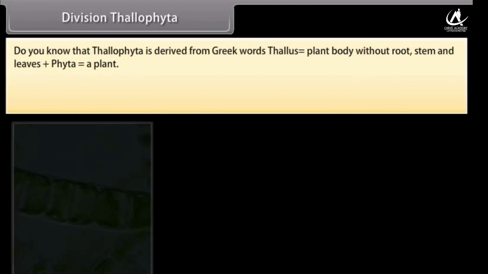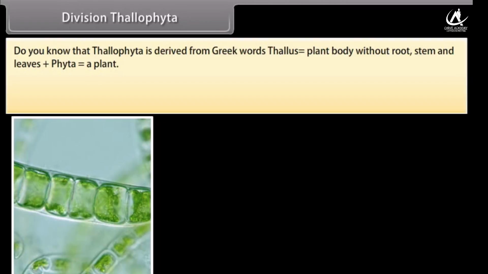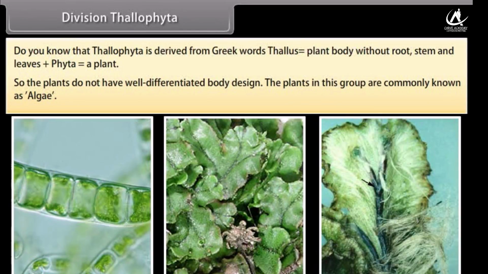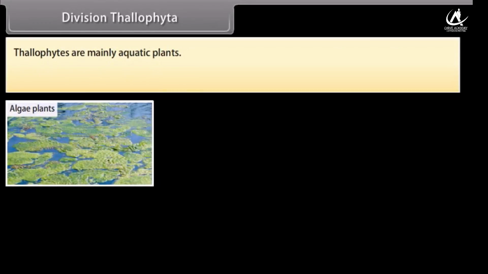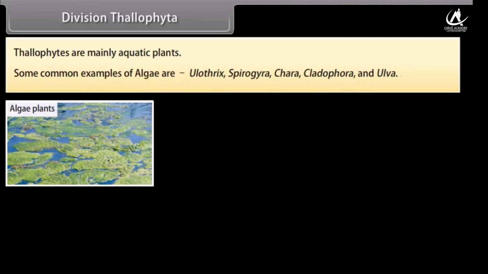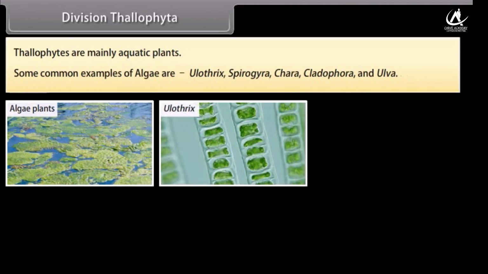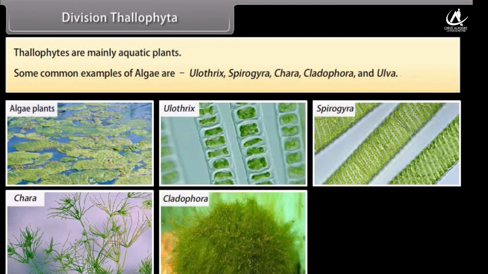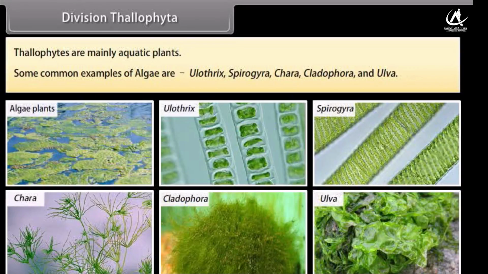Division Thallophyta. Do you know that Thallophyta is derived from the Greek words thallus, which means plant body without root, stem and leaves, plus phyta, a plant? So the plants do not have a well-differentiated body design. The plants in this group are commonly known as algae. Thallophytes are mainly aquatic plants. Some common examples of algae are Ulothrix, Spirogyra, Chara, Cladophora, and Ulva.